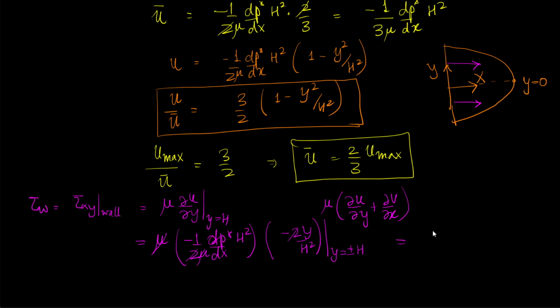So this becomes dp star dx. This h square would also cancel out, and depending on which wall we want to find out the stress, it will be h. So we focus on the magnitude for now. So the tau wall would be this.